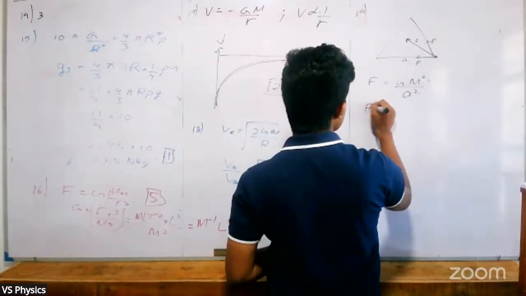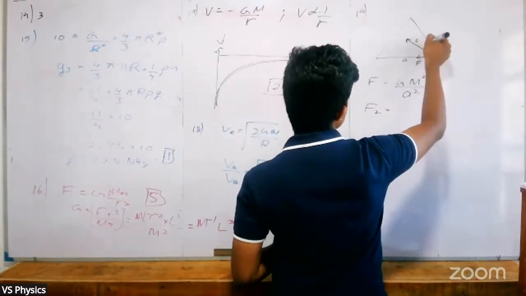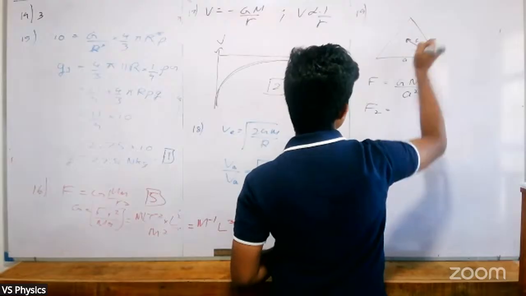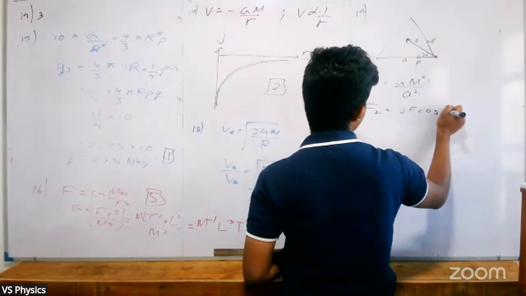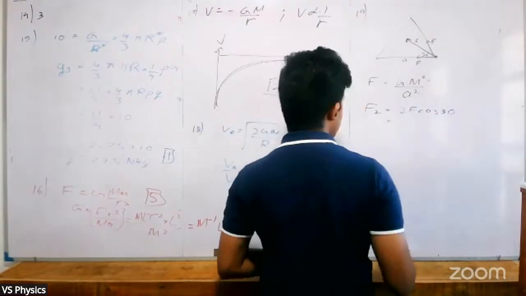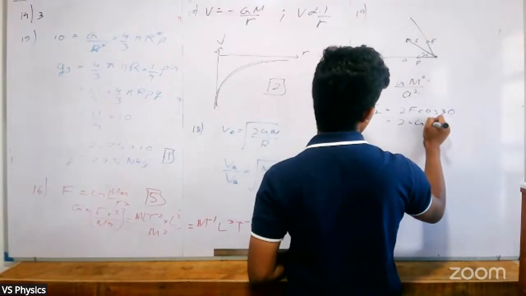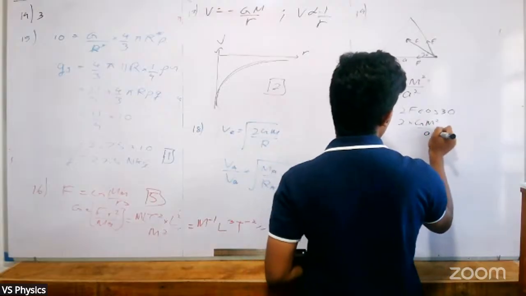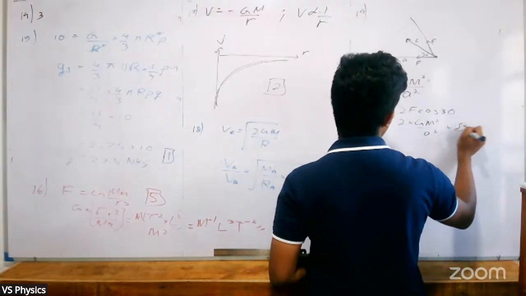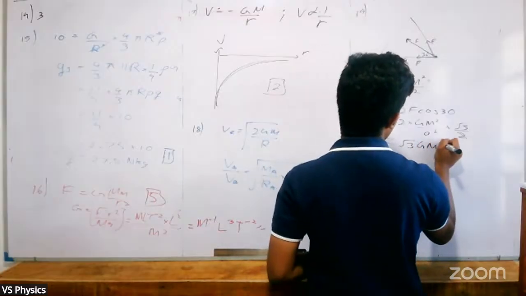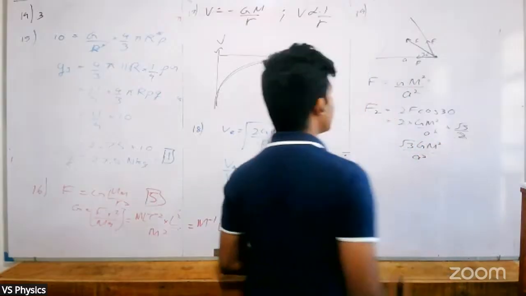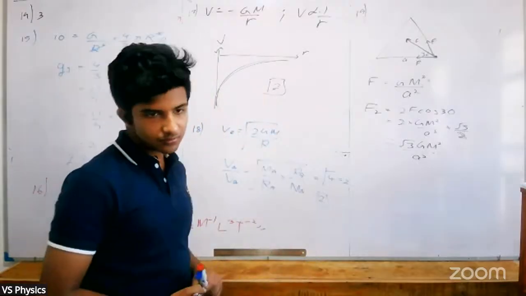What is the resultant force due to it? We can say this is 60, therefore this is 30 degrees. So we can say 2F cos 30. What is 2F cos 30? 2 times GM squared over A squared times root 3 over 2. 2 can get cancelled off. You are left with root 3 GM squared over A squared. This is our resultant force.